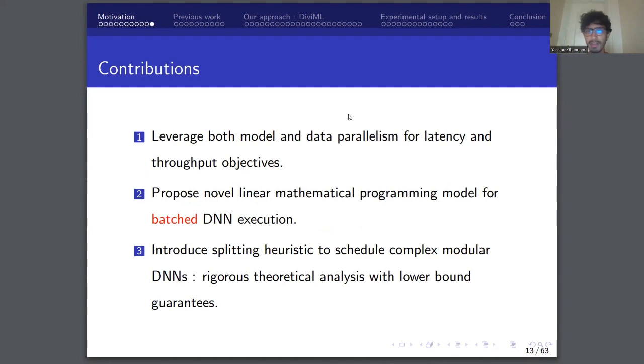So our contributions can be summarized into three main points. First, how to leverage both model and data parallelism for latency and throughput optimization in a consistent manner, by proposing a new linear mathematical programming model that allows batching for DNN inference execution. We also introduce an additional splitting heuristic that complements our MLP formulation to schedule complex modular DNNs. This comes with a rigorous theoretical analysis of the lower bound guarantees that we can obtain compared to a theoretical global optimum via this heuristic.